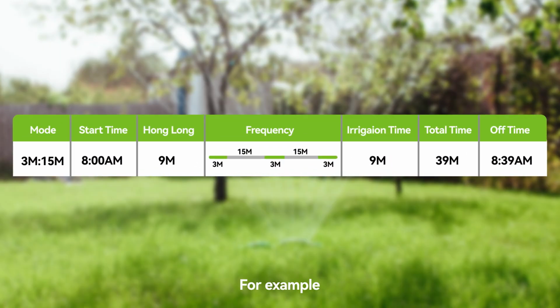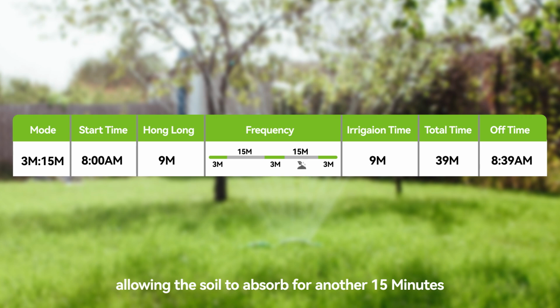For example, the cycle and soak mode lasts for 3:15. The start time is set at 8 a.m. The how long setting is 9 minutes. The timer will water for 3 minutes, allowing the soil to absorb for 15 minutes, then water again for 3 minutes, allowing the soil to absorb for another 15 minutes, and then water again for 3 minutes.